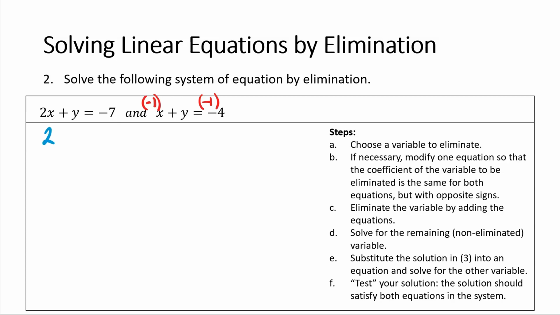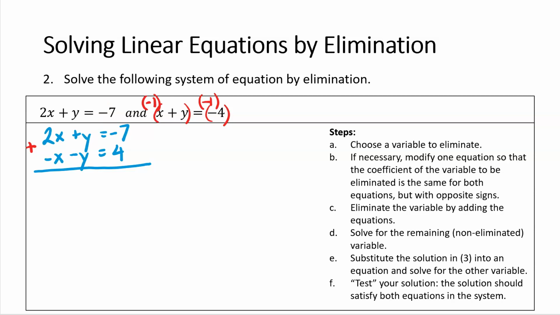Let's see. The first equation is 2x plus y equals negative 7. The second equation, we're multiplying by negative 1. So negative 1 times x is a negative x. Negative 1 times y is a negative y. And then on the other side of the equal sign, negative 1 times negative 4, which is a positive 4. So I did that because, look at the y's again. If I add these two equations up, the plus y and minus y are going to cancel out. The y's will be eliminated.